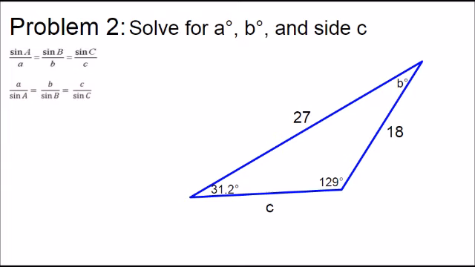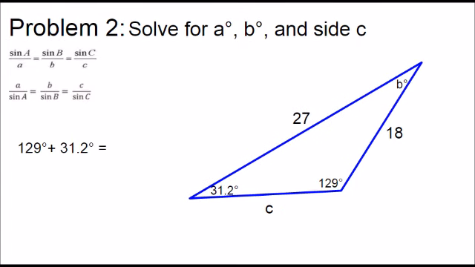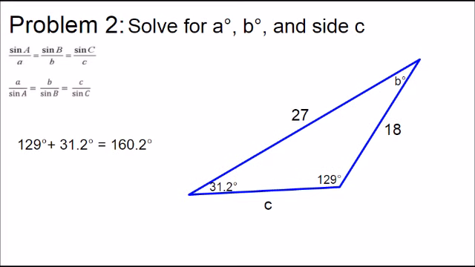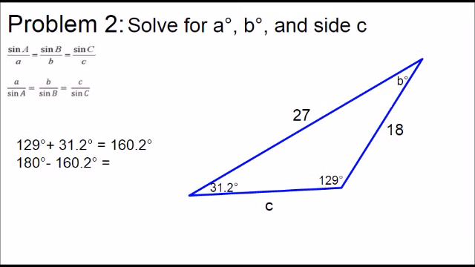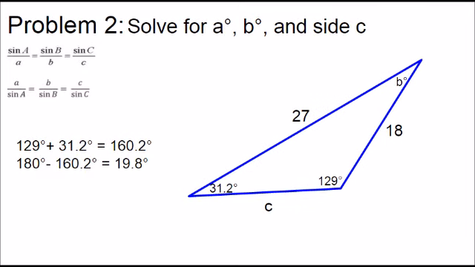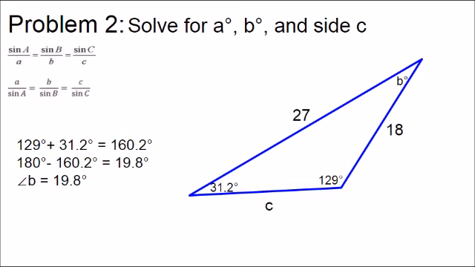Now we have two angles, and it'll be much easier to solve for angle B, so we can do that real quick. So 129 plus 31.2 equals 160.2, and subtract that from 180 because all the angles in a triangle add up to 180 degrees, and you get 19.8, so angle B equals 19.8.